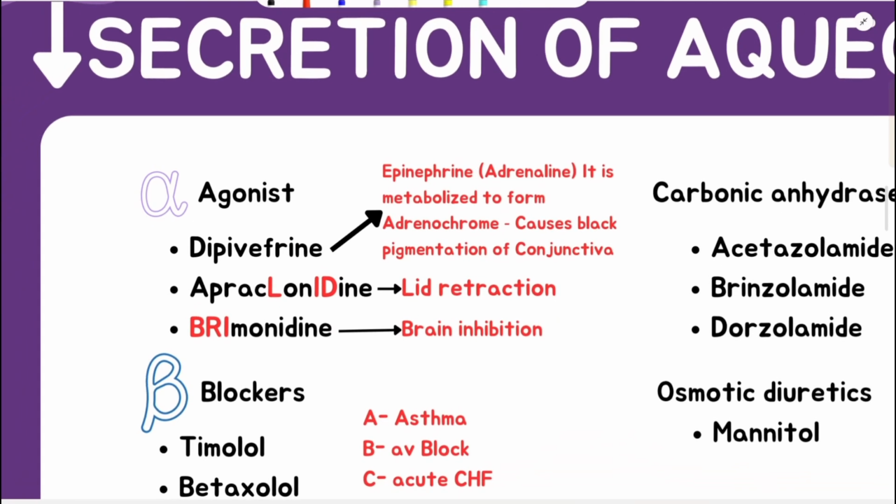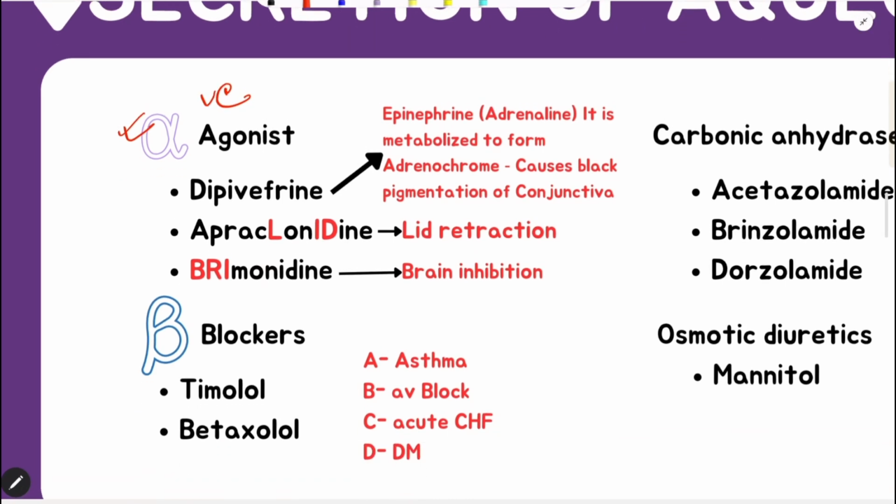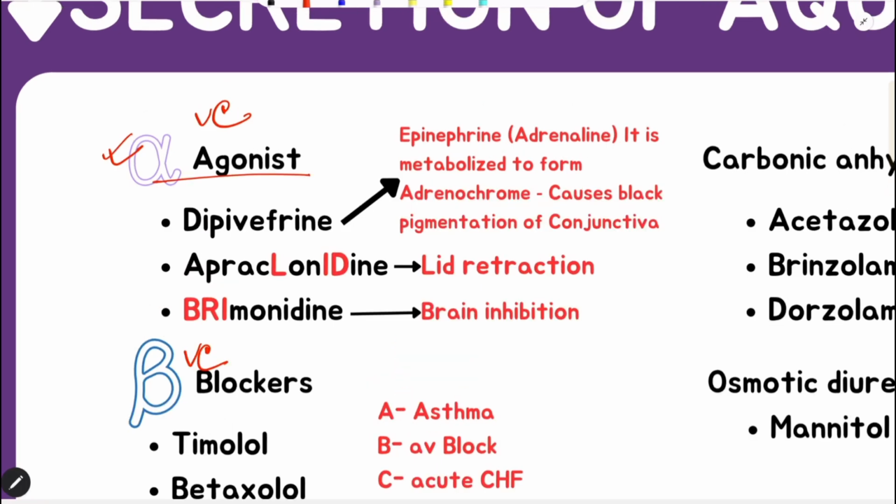So which drug can we use here? We can use alpha agonists. We know that alpha agonists produce vasoconstriction. Or we can use beta blockers. We know that beta stimulation causes vasodilation, so if we block the beta receptor, that will lead to vasoconstriction. Both of them will help reduce the secretion of aqueous humor and can be used in the treatment of glaucoma. The drugs in the alpha agonist group are dipivefrin, apraclonidine and brimonidine.